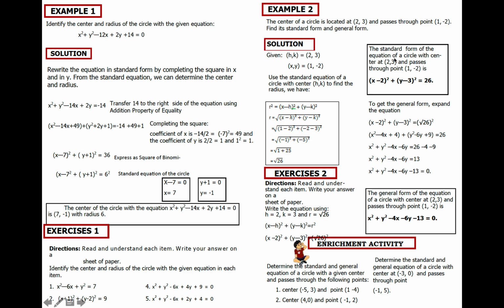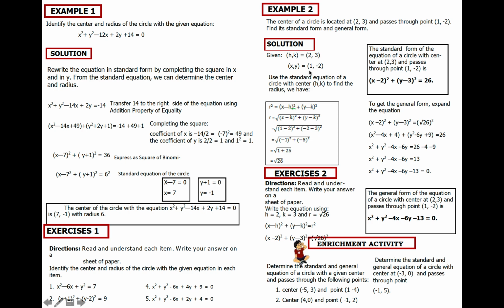Okay, so let's start. Given that (h, k) is (2, 3), and a point on the circle is given to be (1, -2), then that would be (x, y). So writing it first in standard form, you have to substitute h and k, x and y. So r squared equals (x - h) squared plus (y - k) squared. This is the standard form of the equation of the circle whose center is at (h, k), right? So extracting the square root on both sides and then substituting the values.